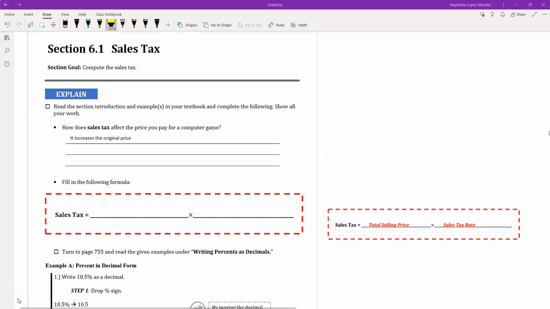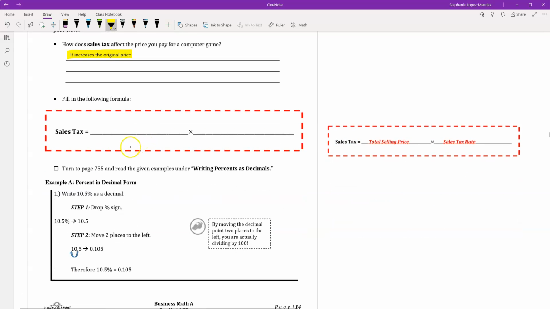This is section 6.1, sales tax. In the first question, we have how does sales tax affect the price you pay for a computer game? It simply increases the original price. When you go buy a video game, for example, you have to add the percent of sales tax, which will always increase the original price.